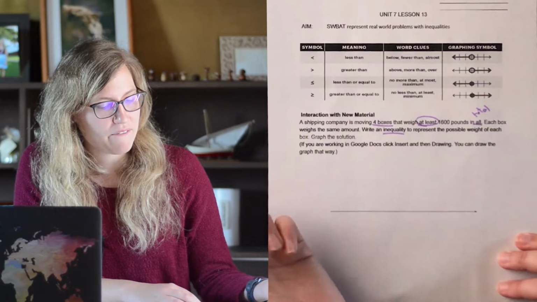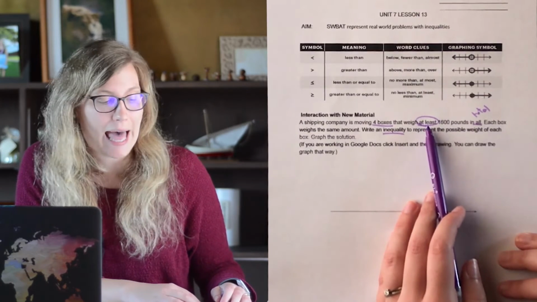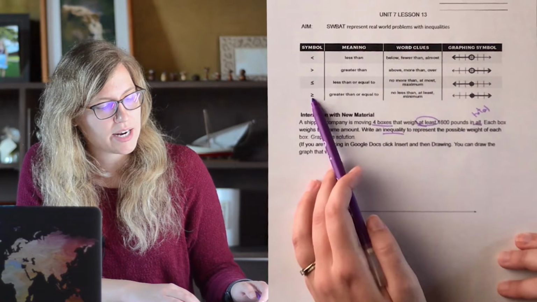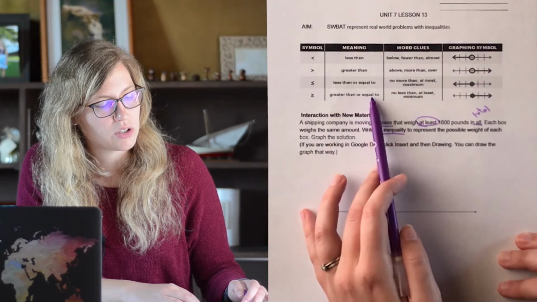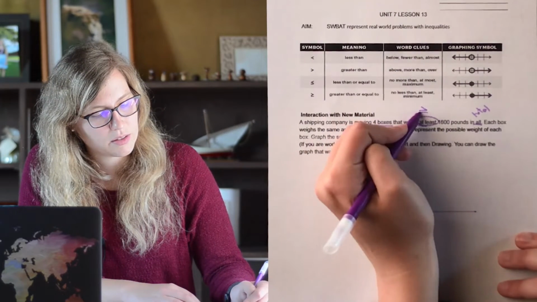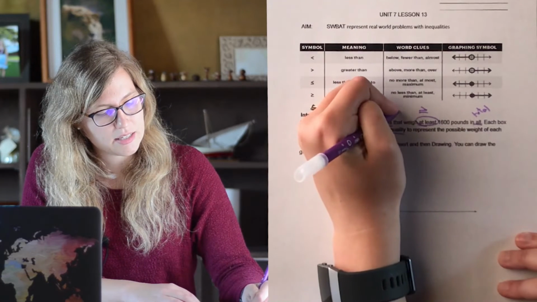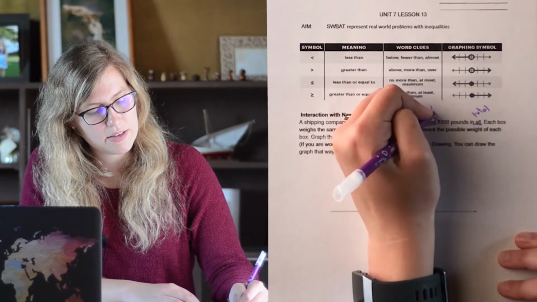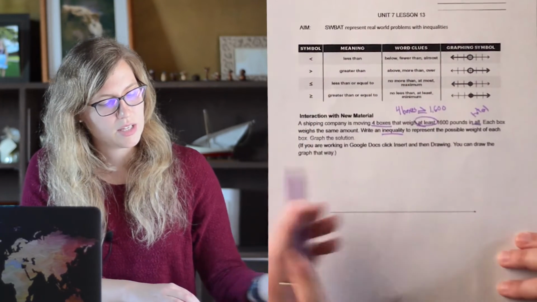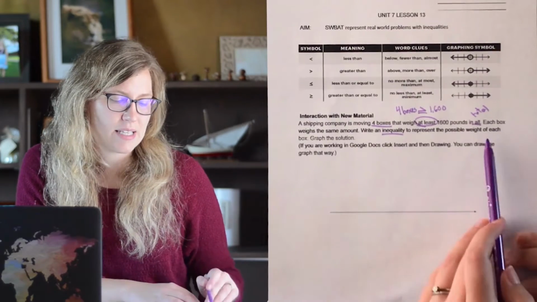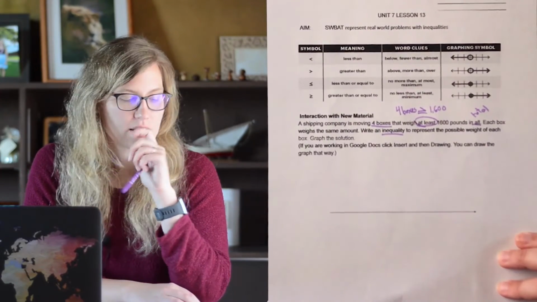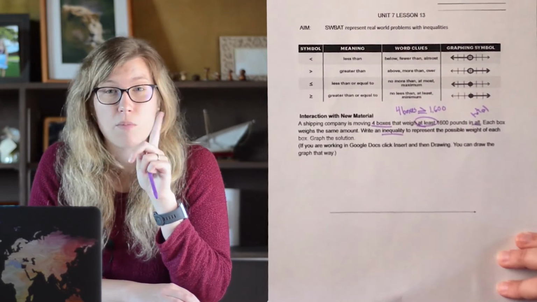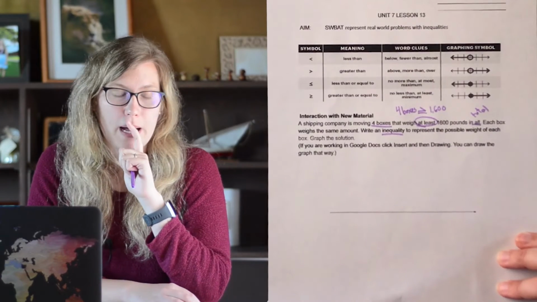So let's see, what did we find? I had a keyword here that I circled, at least, and if I look back at my chart, at least is right here with my greater than or equal to symbol. So 4 boxes are at least 1,600 pounds. But that's not what the question is asking me. It's asking for 1 box. So let me think about this. If 4 boxes are equal to or more than 1,600, how much would 1 box be?